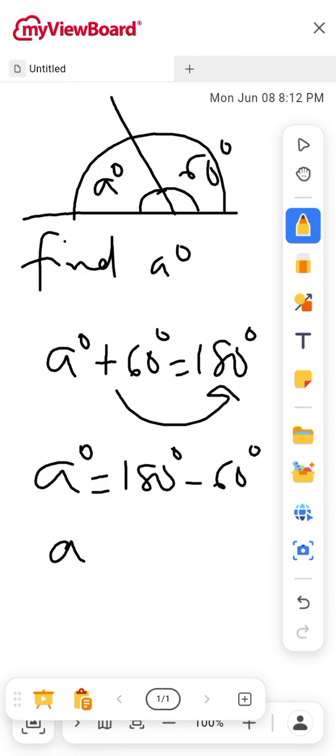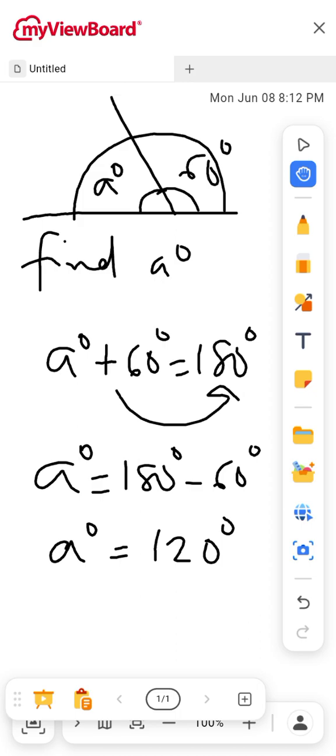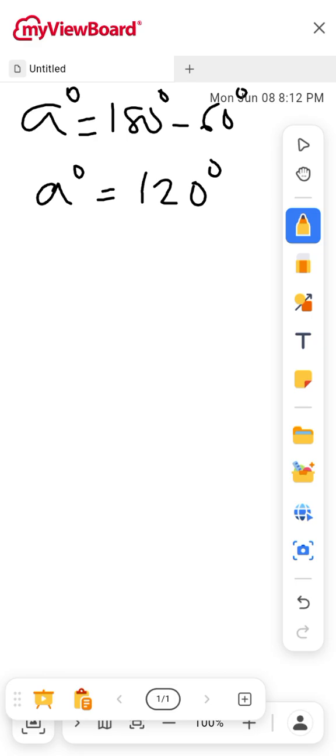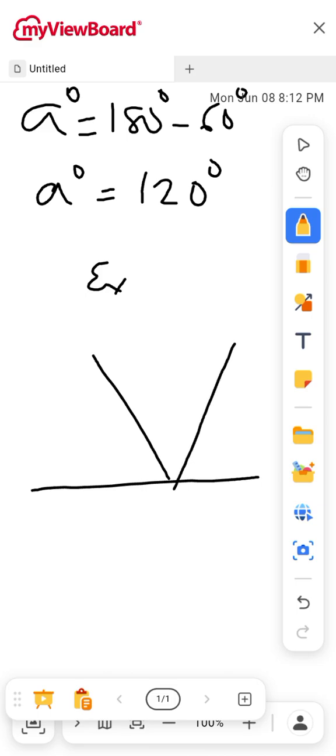So A will give us 120 degrees. So the missing letter there, the value of A is 120 degrees. Let us see another example, still under a straight line. We can have something like this.